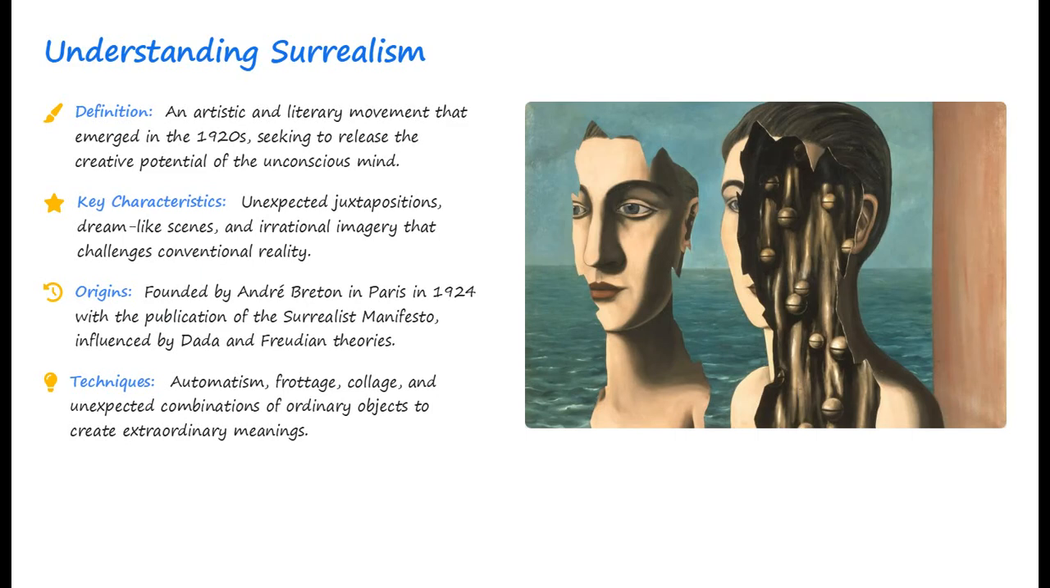To understand Surrealism, we must first define this revolutionary movement. Surrealism was an artistic and literary movement that emerged in the 1920s, seeking to release the creative potential of the unconscious mind. Its key characteristics include unexpected juxtapositions, dreamlike scenes, and irrational imagery that challenges our conventional understanding of reality. The movement was founded by André Breton in Paris in 1924 with the publication of the Surrealist Manifesto, heavily influenced by both the Dada movement and Freudian psychological theories.